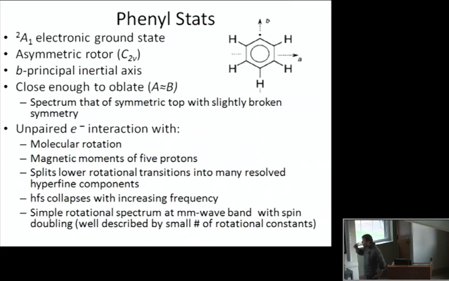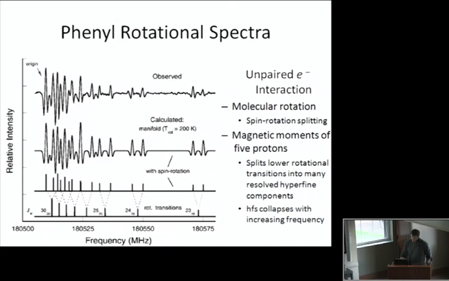At low frequency, the rotational transitions are split into many resolvable hyperfine components. It makes it a mess, and it's actually quite difficult to fully work with. The hyperfine structure collapses, though, as you go to increasingly high frequency. And in the millimeter wave, you end up with a simple rotational spectrum that has the spin doubling left over and is well described by a small number of rotational constants.